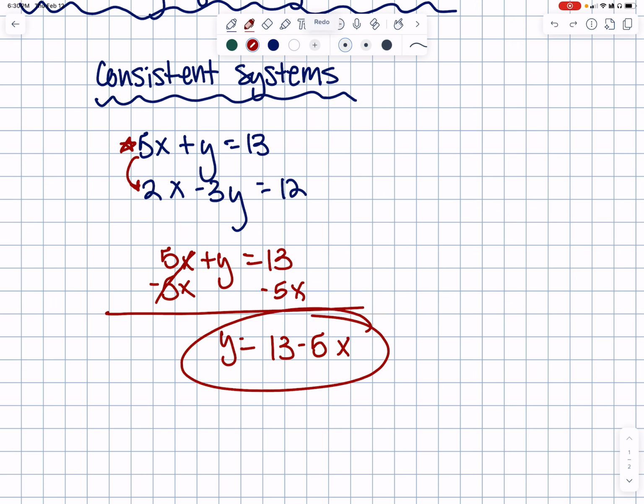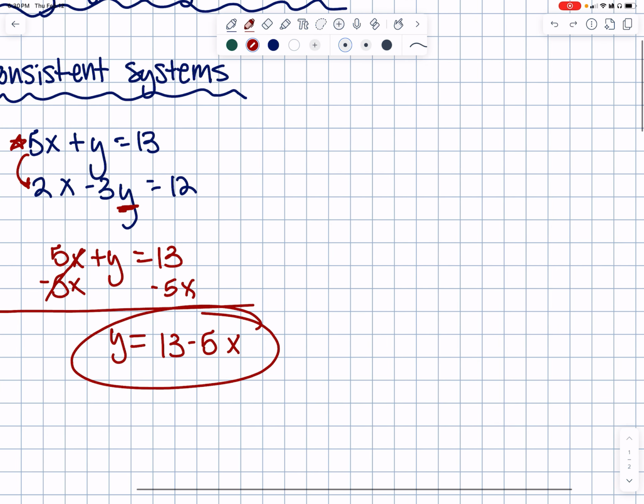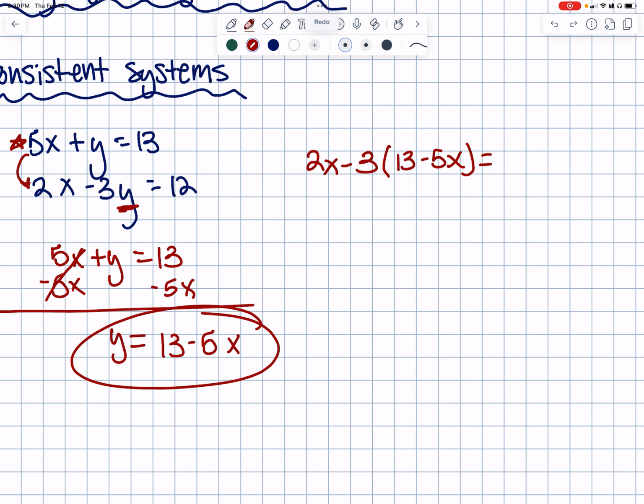So using y equals 13 minus 5x, we're going to solve this equation. We're going to plug in 13 minus 5x into that y that I underlined right there in 2x minus 3y equals 12. So let's go. I'm going to go ahead and rewrite this equation. 2x minus 3y. Well, I'm going to plug in 13 minus 5x. So it'd be 3 times 13 minus 5x, close parentheses, equals 12.